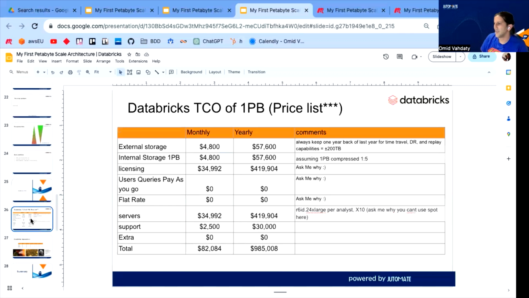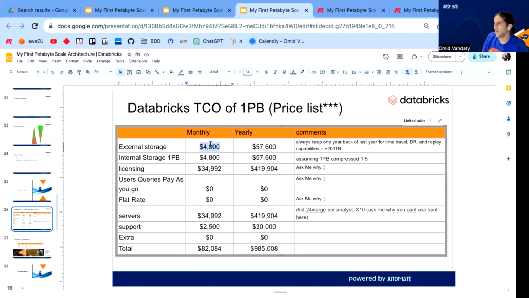Okay. In terms of TCO analysis, I simply took the Databricks calculator and did pretty much the same calculation, but it's a bit different in terms of pricing. I used the same external storage and internal storage, but only this time both of them compressed. Notice how big the difference here.